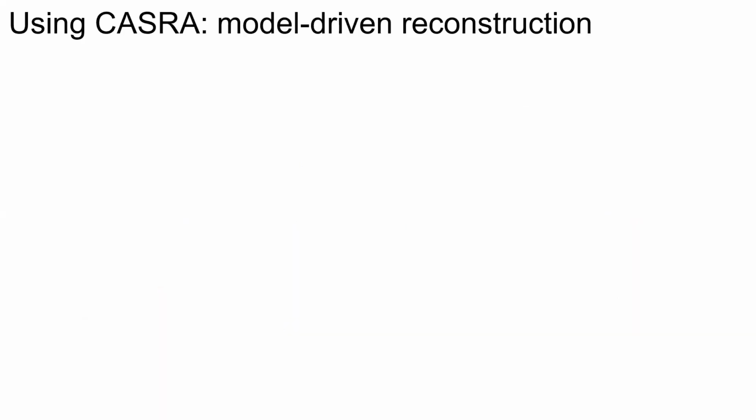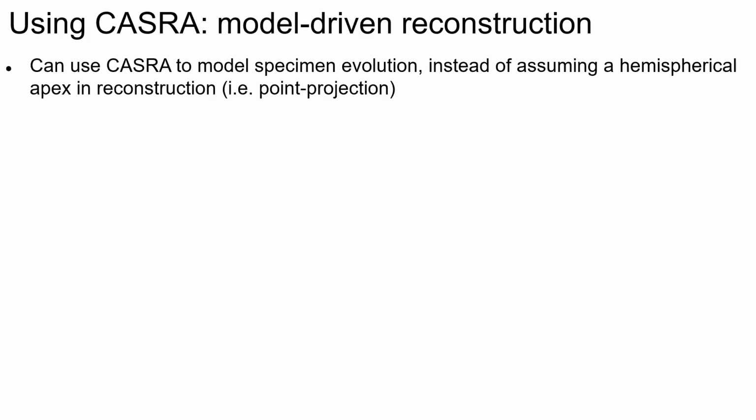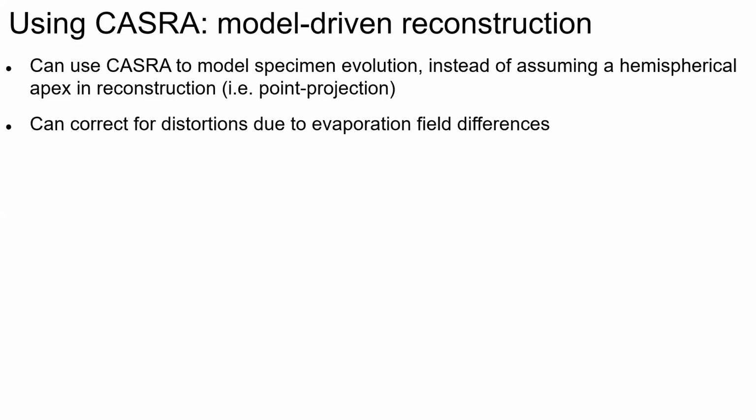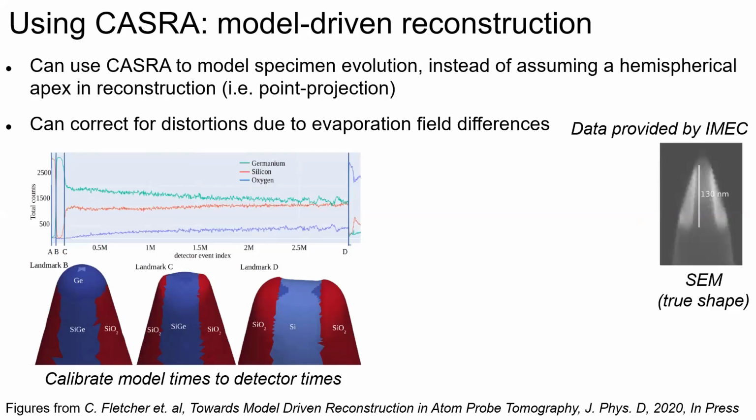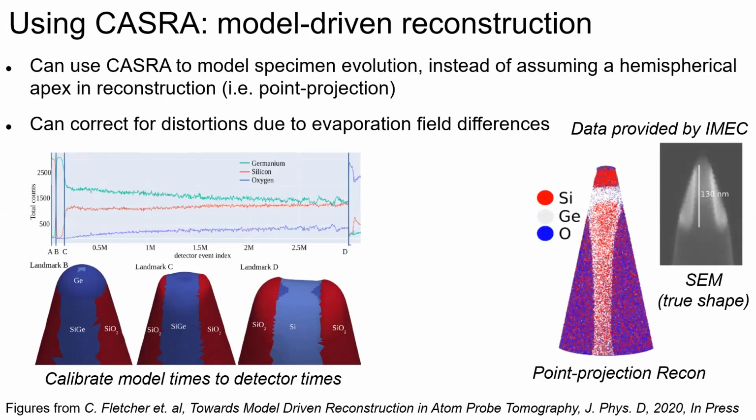And the additional feature, this model-driven reconstruction: CASRA models the specimen evolution, and you can actually use this instead of assuming a hemispherical apex during the reconstruction. And theoretically, this can correct for distortions due to evaporation field differences. So this is still quite early work, but by calibrating the model times to experiment times, the ion arrival time, or the index in the evaporation sequence, and then making some assumption about the model geometry or your specimen geometry, you can correct the reconstruction.